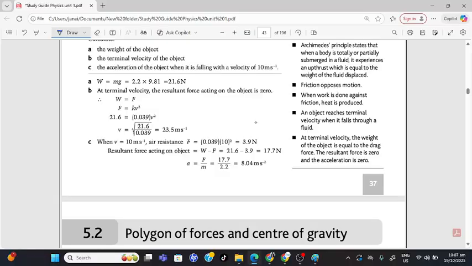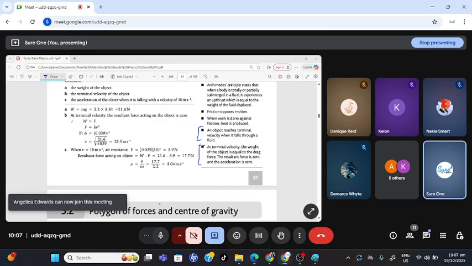All right, write down this definition. At terminal velocity, the weight of an object is equal to the drag force, the resultant force is zero, and there is no acceleration. And that is important. An object reaches terminal velocity when it falls through a liquid. Question: do human beings experience terminal velocity when they free fall?